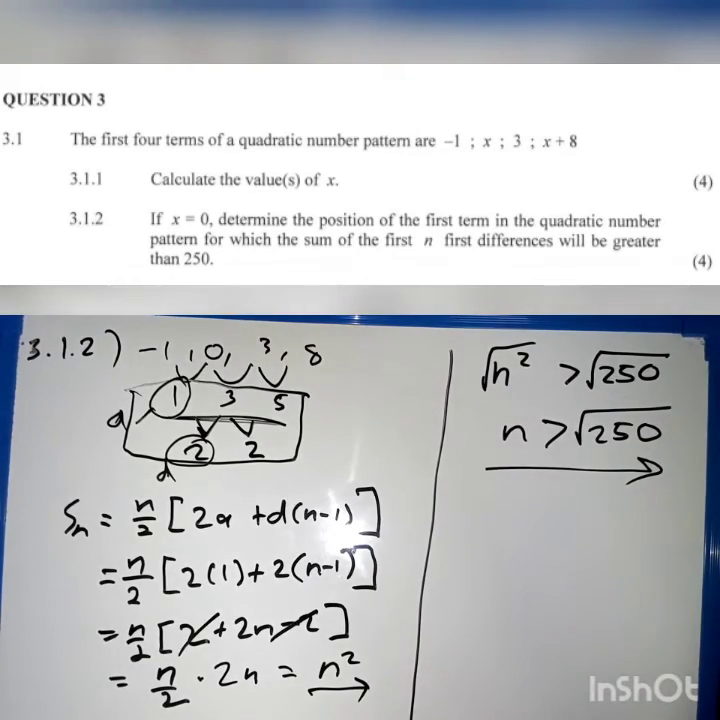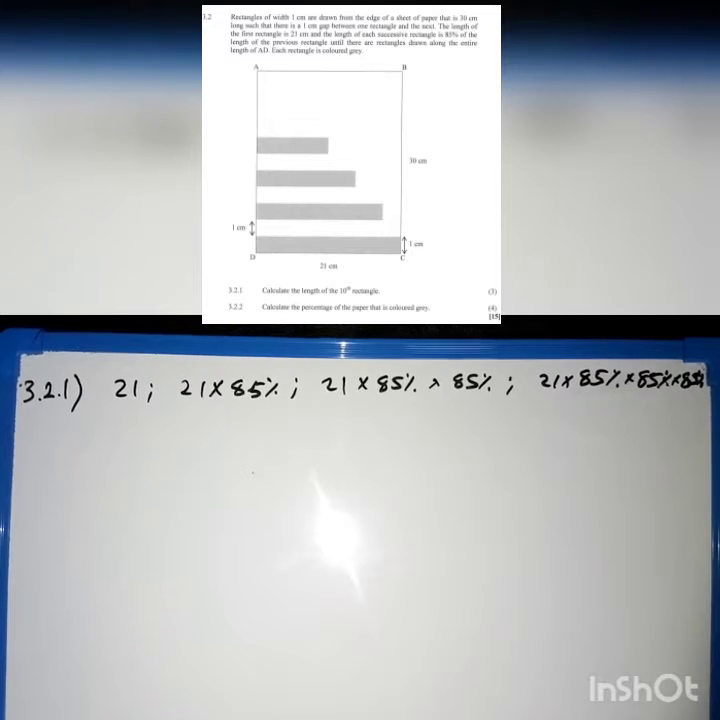Alright, for question 3.2, it says rectangles of width 1 centimeter are drawn from the edge of a sheet of paper that is 30 centimeters long, such that there is a 1 centimeter gap between one rectangle and the next. The length of the first rectangle is 21 centimeters, and the length of each successive rectangle is 85% of the length of the previous rectangle.